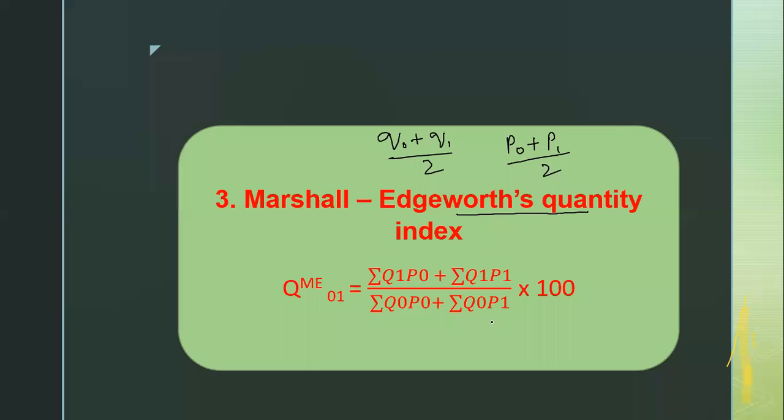So if you see the formula here, okay, what is the formula under price index? Price index ಅಲ್ಲಿ formula ಅಂತ ಬರುತ್ತೆ, summation P1 Q0 plus summation P1 Q1 divided by summation P0 Q0 plus summation P0 Q1. ಇದು ಫಾರ್ಮುಲಾ ಯಾವುದರಲ್ಲಿ ಬರುತ್ತೆ, ಮಾರ್ಷಲ್ ಅಂಡ್ ಎಡ್ವರ್ಡ್ಸ್ ಪ್ರೈಸ್ ಇಂಡೆಕ್ಸ್ ಅಲ್ಲಿ ಬರುತ್ತೆ.